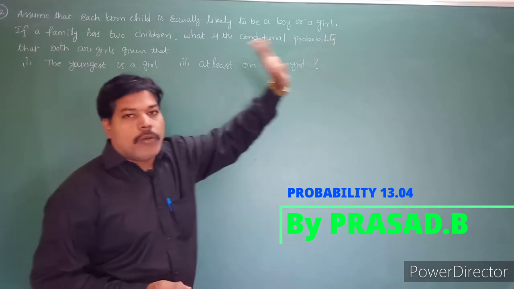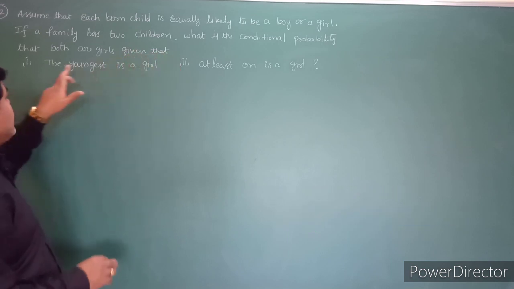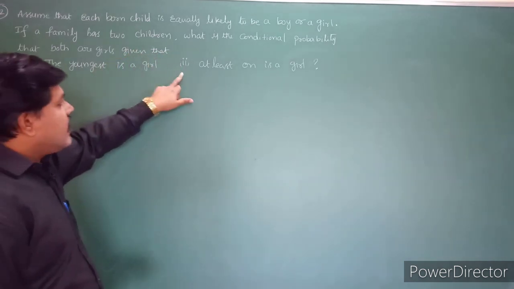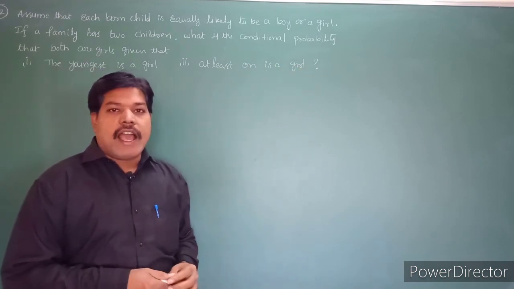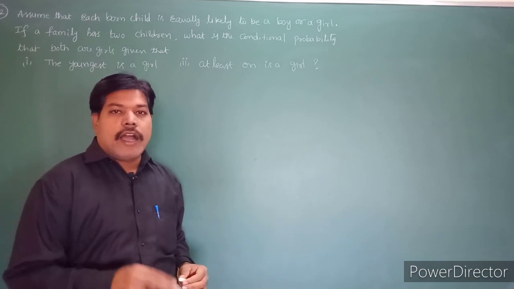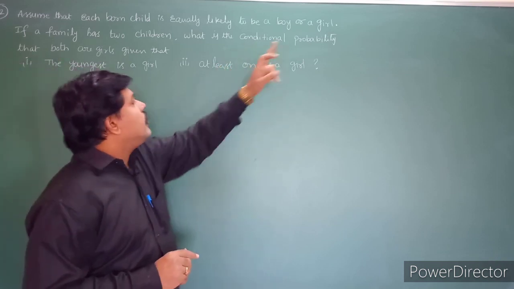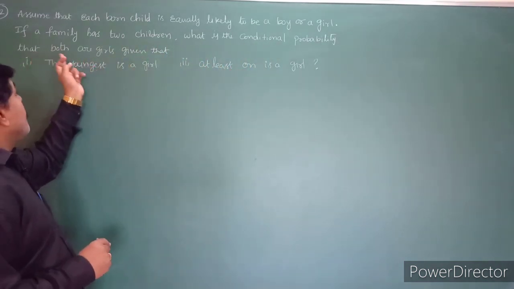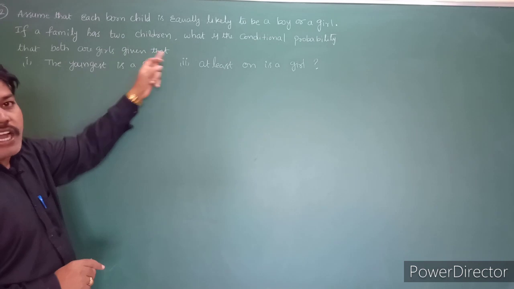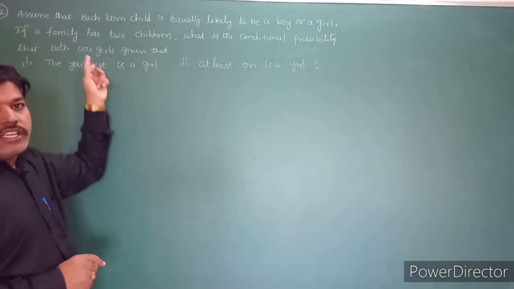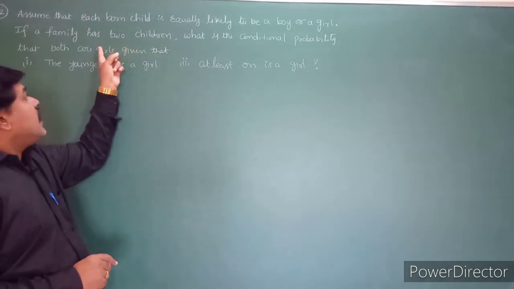what is the conditional probability that both are girls given that the youngest is a girl, or at least one is a girl? So what they are saying is that a family has two children. What is the possibility, boy or girl? They are asking the probability that both are girls, that is E, given that it is F. So E given F. This is E and this is F.